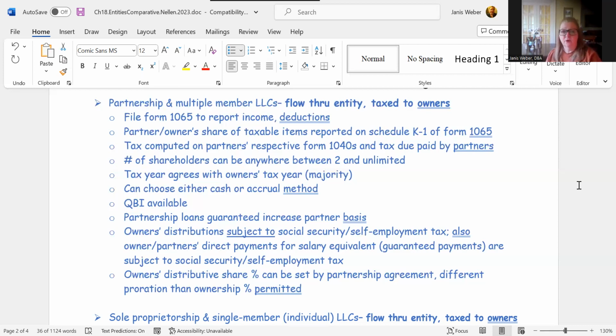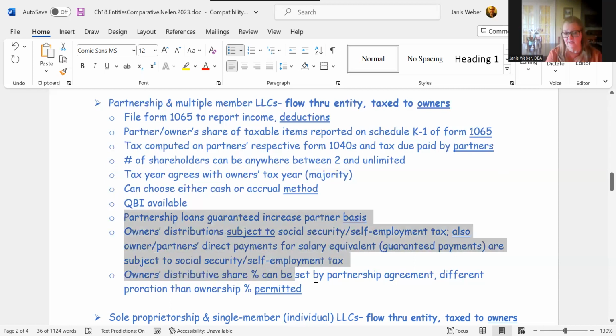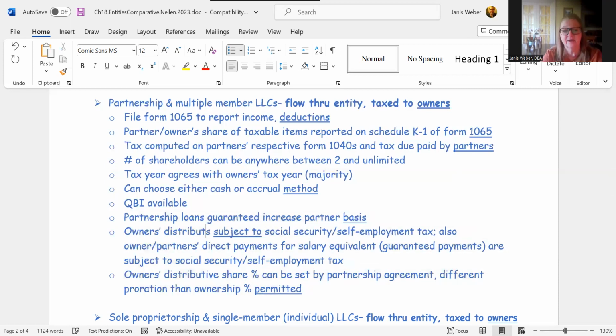The QBI is available. You can take the qualified business income deduction. And then partnership loans that are guaranteed increase the partner's basis. So when a partner signs a loan at the bank, just like we talked about with the S corps, where that did not do this, they get increased basis because of it. And then the other 2 things that are different from S corp is an owner's distributive share. It's too bad that I didn't have it in there, right? It's close to the same thing, but it's just not the same thing.